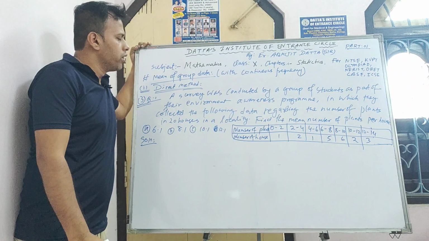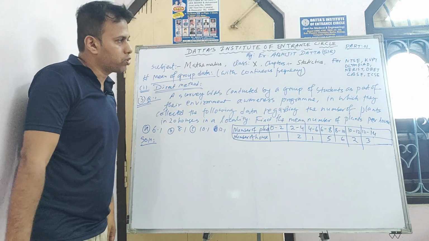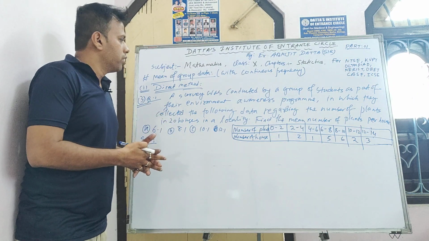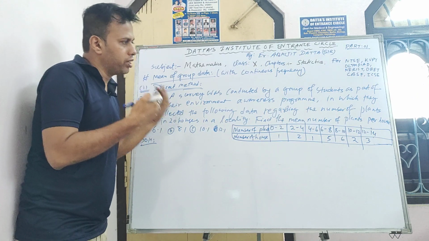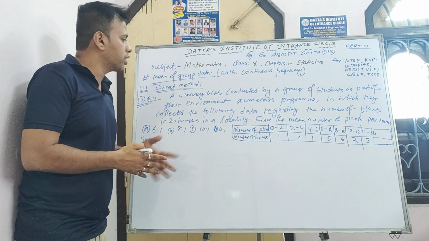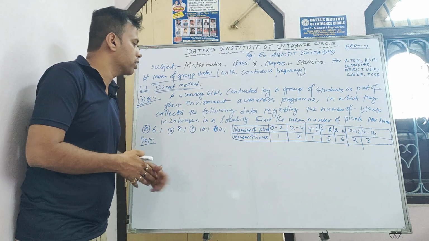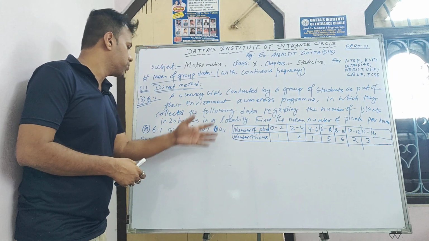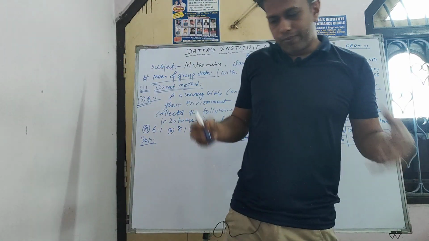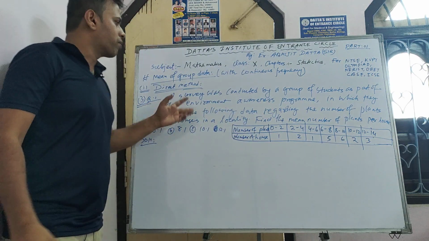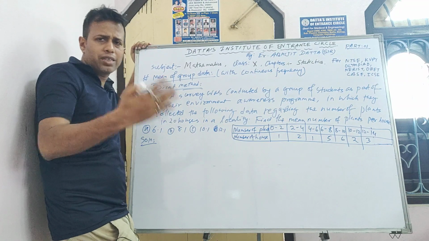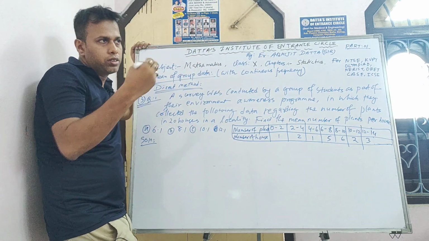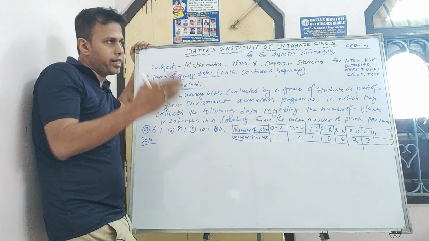The question is: a survey was conducted by a group of students as a part of their environment awareness program, in which they collected the following data regarding the number of plants in 20 houses in a locality. Find the mean number of plants per house. Suppose in any class, 6, 7, 8, 9 or 10, near the school they go to survey 20 houses for the number of trees or plants.